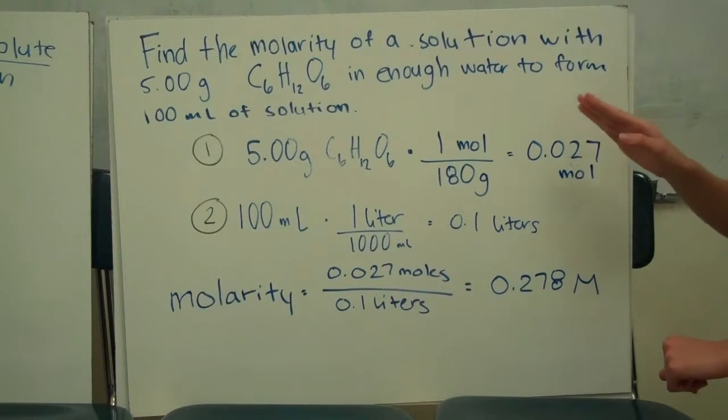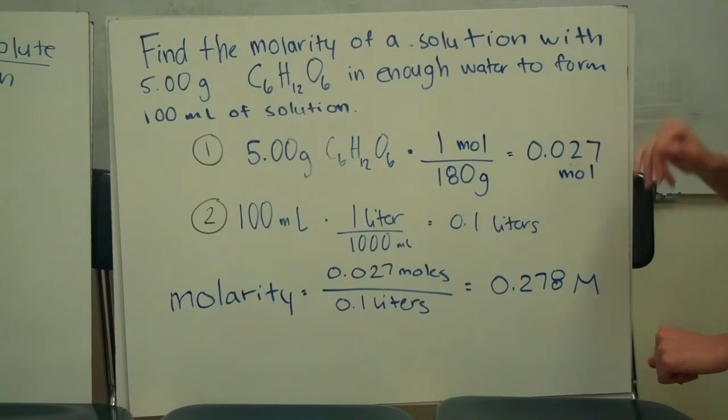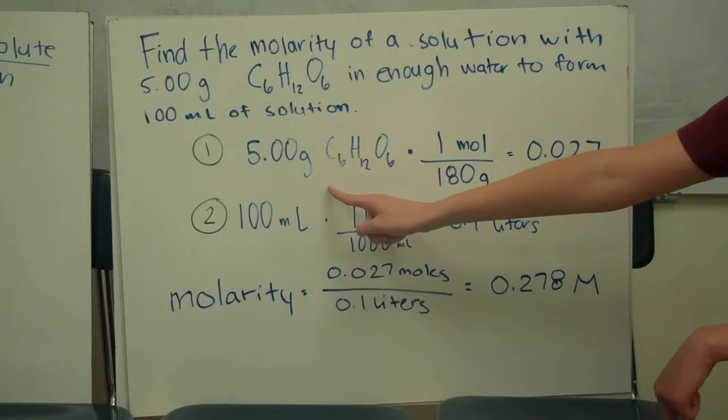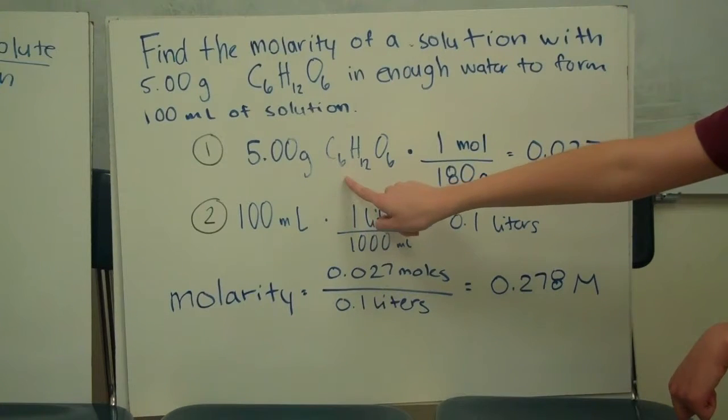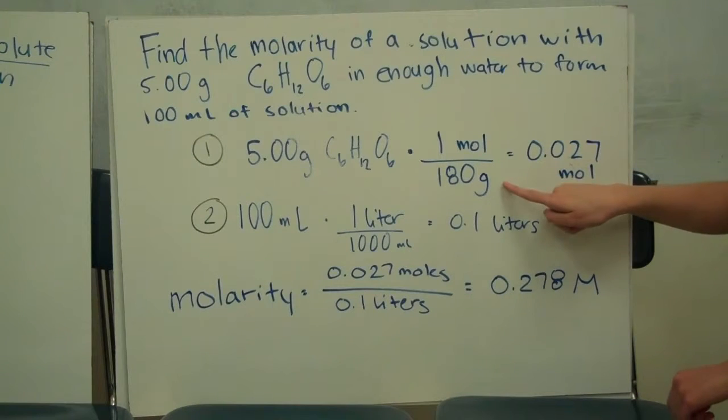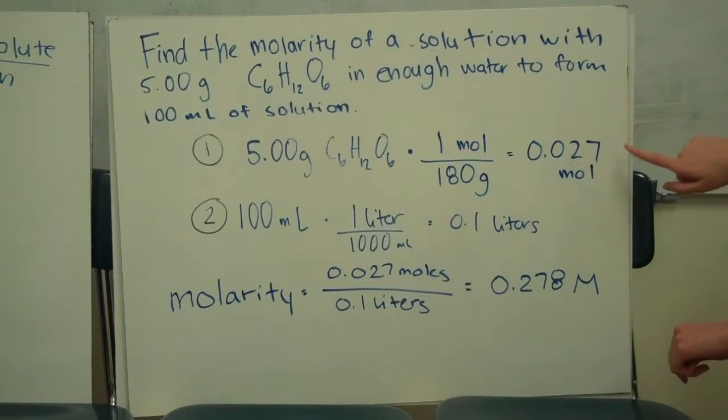Molarity is moles of solute over liters of solution. So the first thing we need to do is find moles of solute. We have 5.00 grams of C6H12O6. We divide that by the molar mass of that, which is 180 grams. And that gives us 0.027 moles.